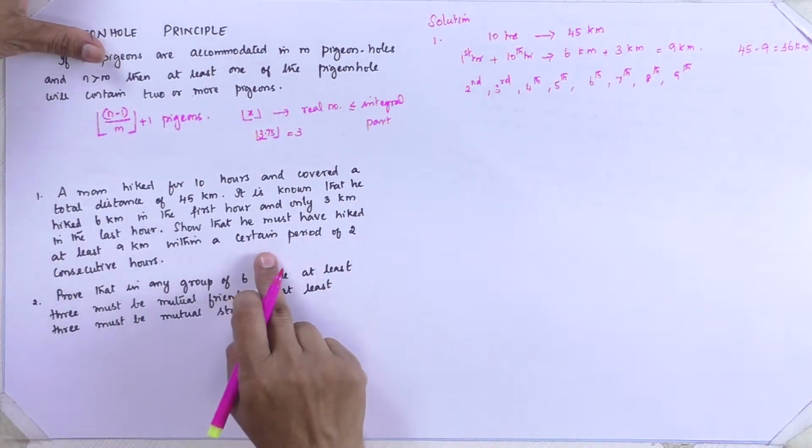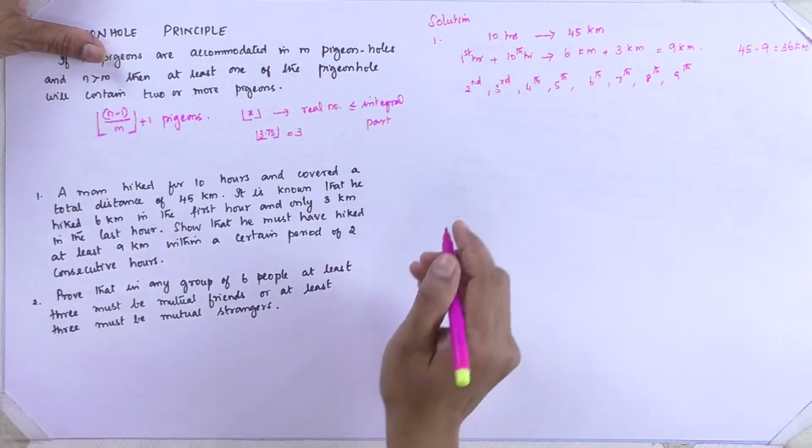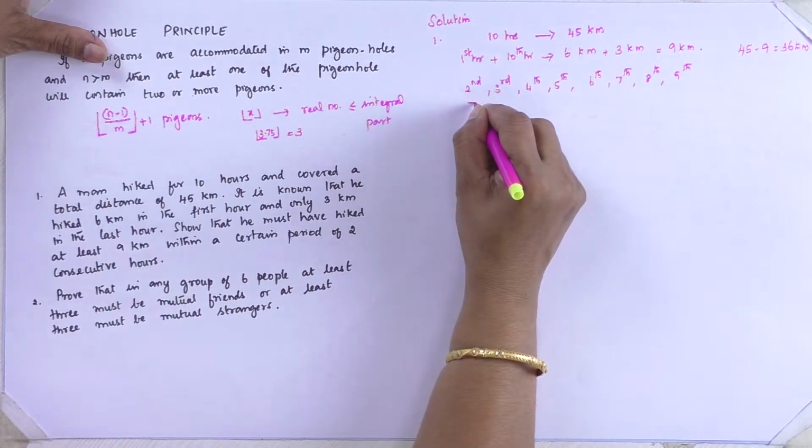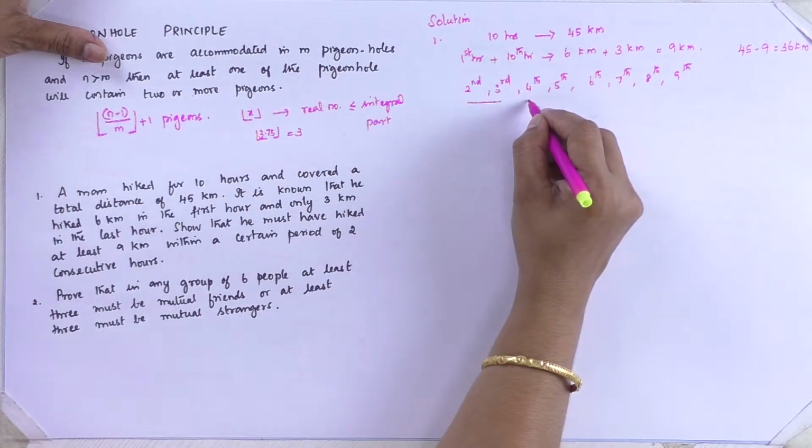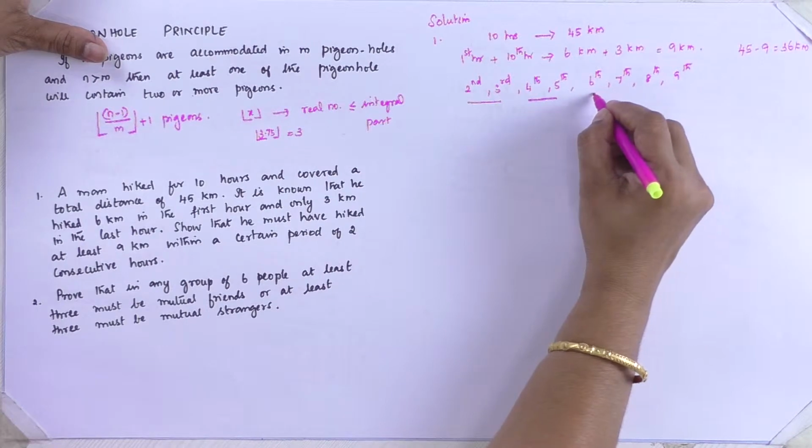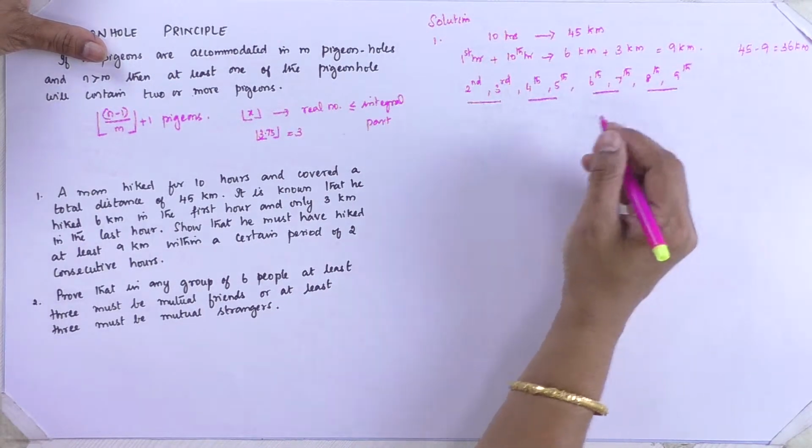So now it is a condition for 2 consecutive hours. I'll have 2 and 3 as one consecutive pair, then 4, 5, 6, 7, 8, 9.